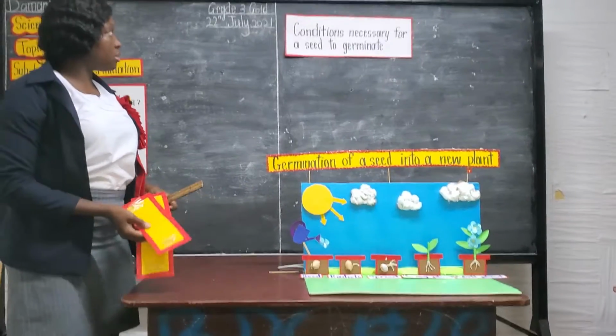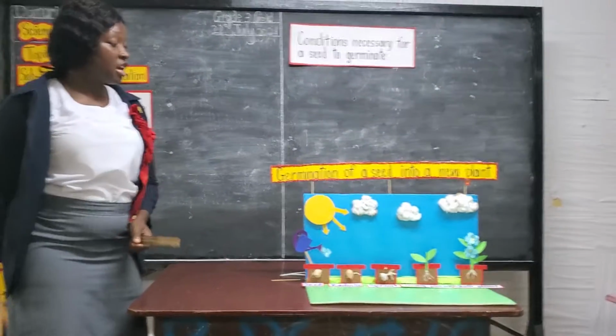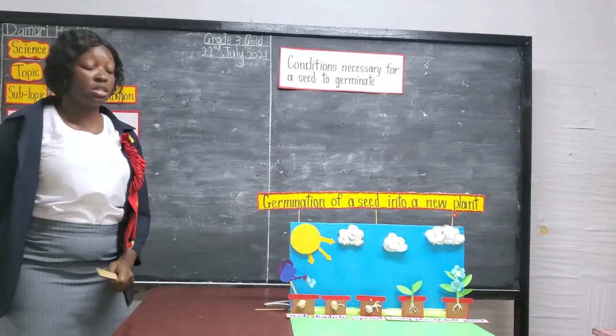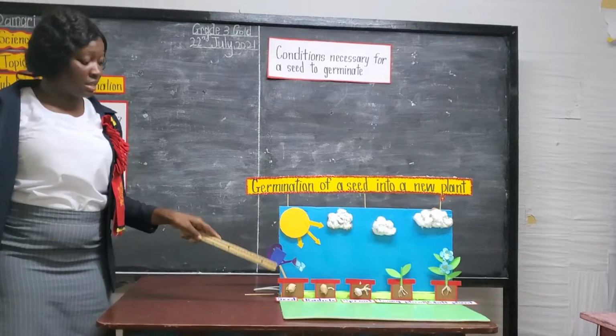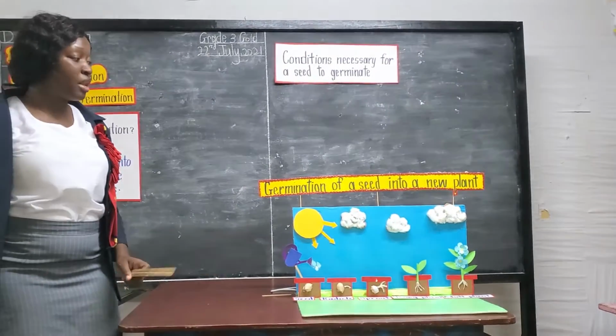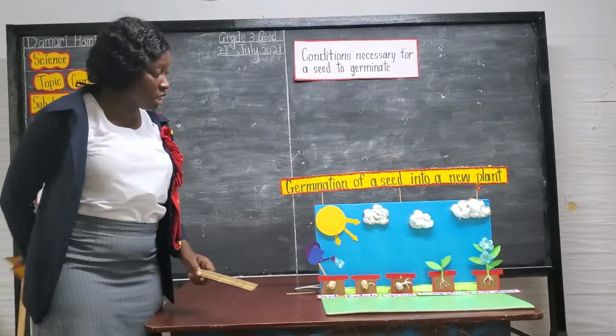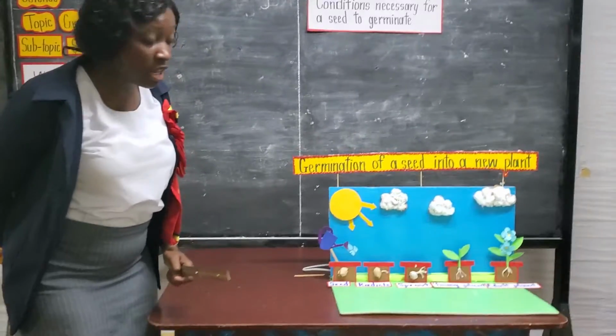Let's look at the model. There are some necessary conditions in order for the seed to germinate into a new plant. Let's look at the model once again. What else do you observe?